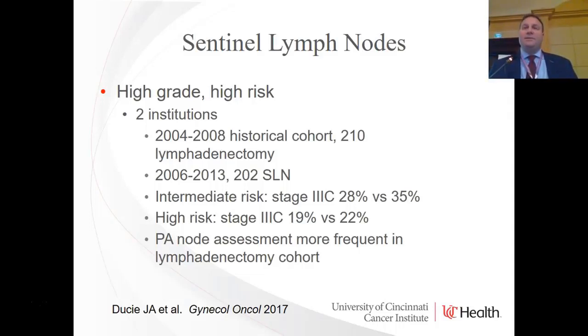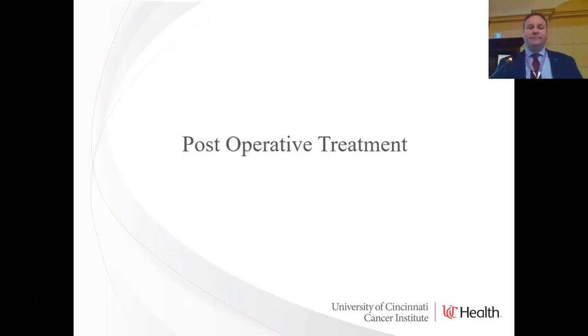In terms of the patients who were truly high risk, again, it was also similar. Although periaortic node assessment was more frequent in the group of patients who had a complete lymphadenectomy, the risk stratification in terms of what adjuvant therapy was recommended for most patients was not different. They used this preliminary data to argue that sentinel lymph nodes may have utility in the assessment of all patients with endometrial cancer, not just ones who are low risk. Obviously, this merits further study.